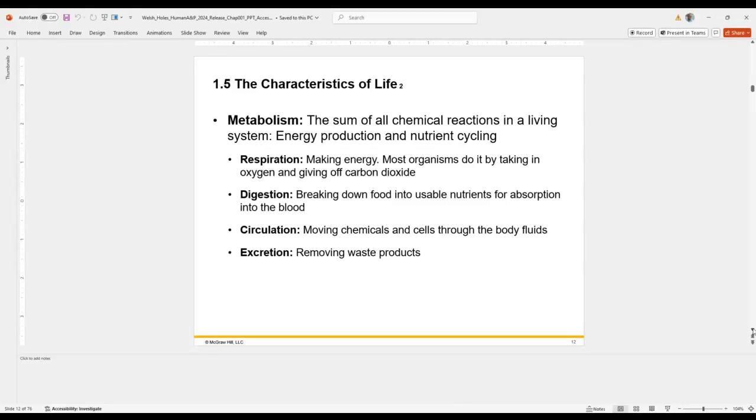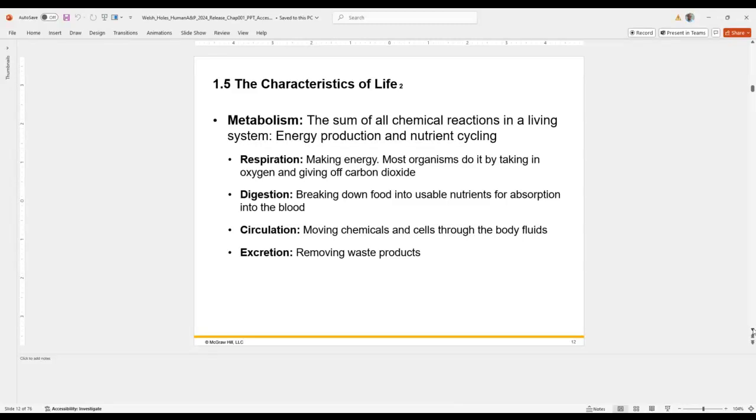Also, living things conduct metabolism. In a nutshell, metabolism is the sum of all chemical reactions in the system, and we're mainly talking about energy production, nutrient cycling. So some components of that include respiration. I'm talking about cellular respiration, where we make energy from glucose, basically. Most organisms do it by taking in oxygen, and then they give off carbon dioxide.